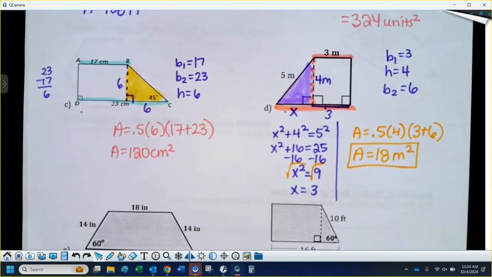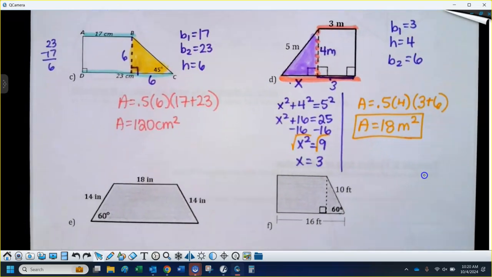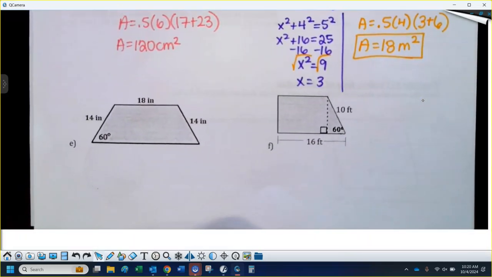So that was, you might use 45, 45, 90. They might just give you the height, the bases. You might use Pythagorean theorem. At the bottom here, do you guys see there's a 60-degree angle? Okay, so this one is going to try to get you to use a 30, 60, 90.